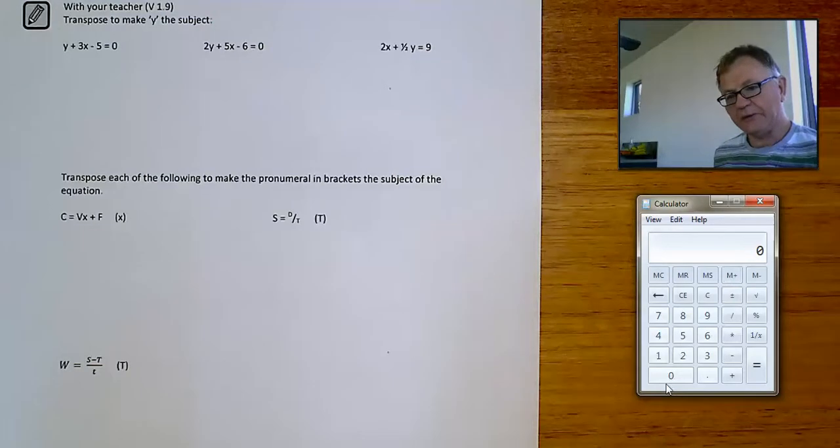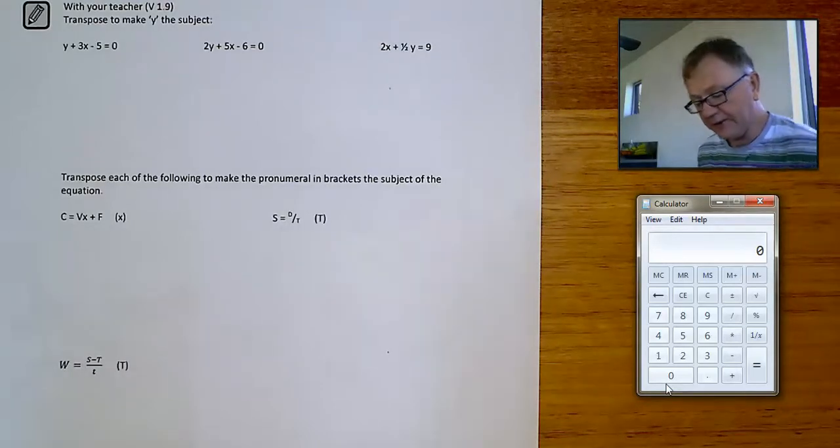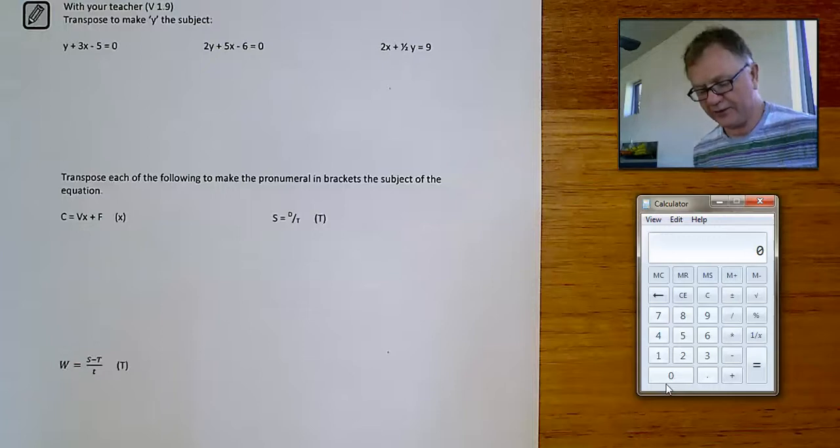Transposition is a top level skill for the best students in this course. Now, if you don't get hold of this particular skill, it's not going to affect your ability to succeed in the rest of this course. But if you can do it, that's fantastic, and it will hold you in good stead if you go on to do General Maths 3 in the next year. Okay, let's have a look at how you can go about transposing something.